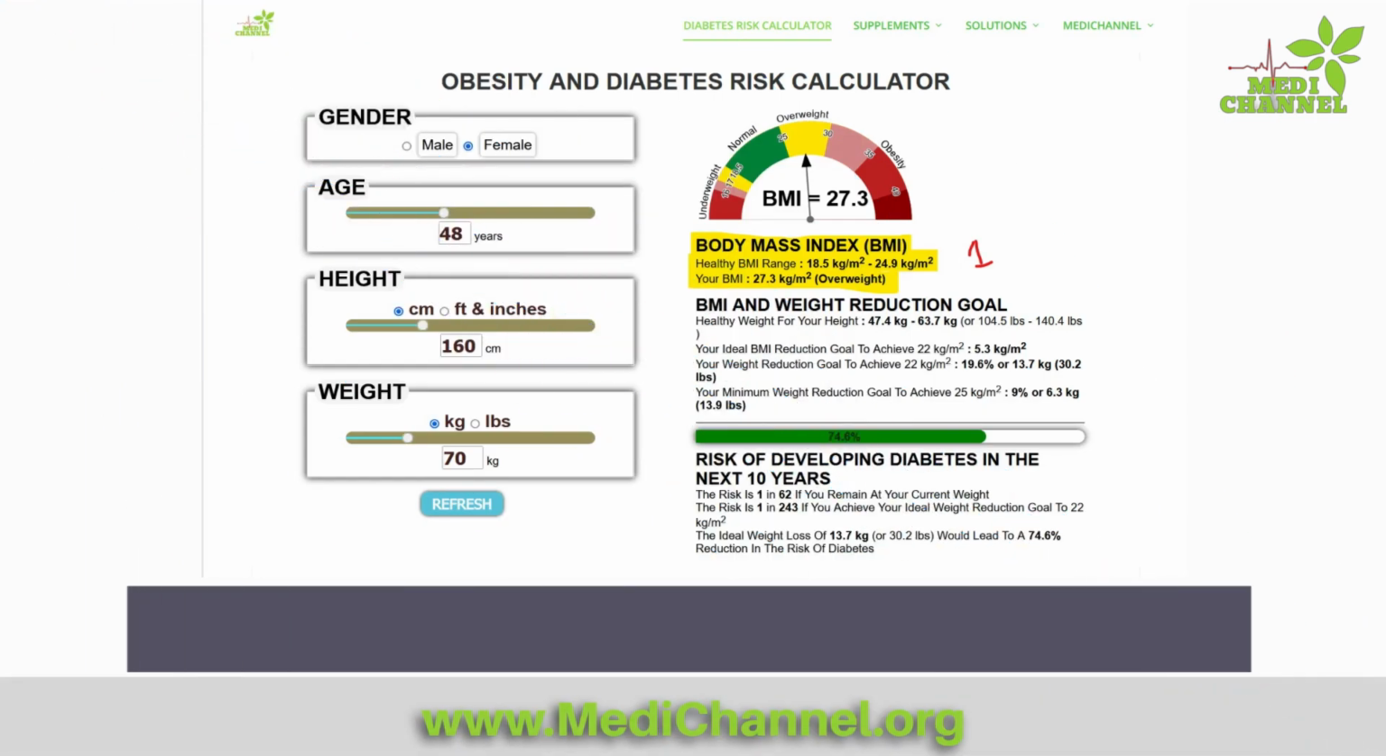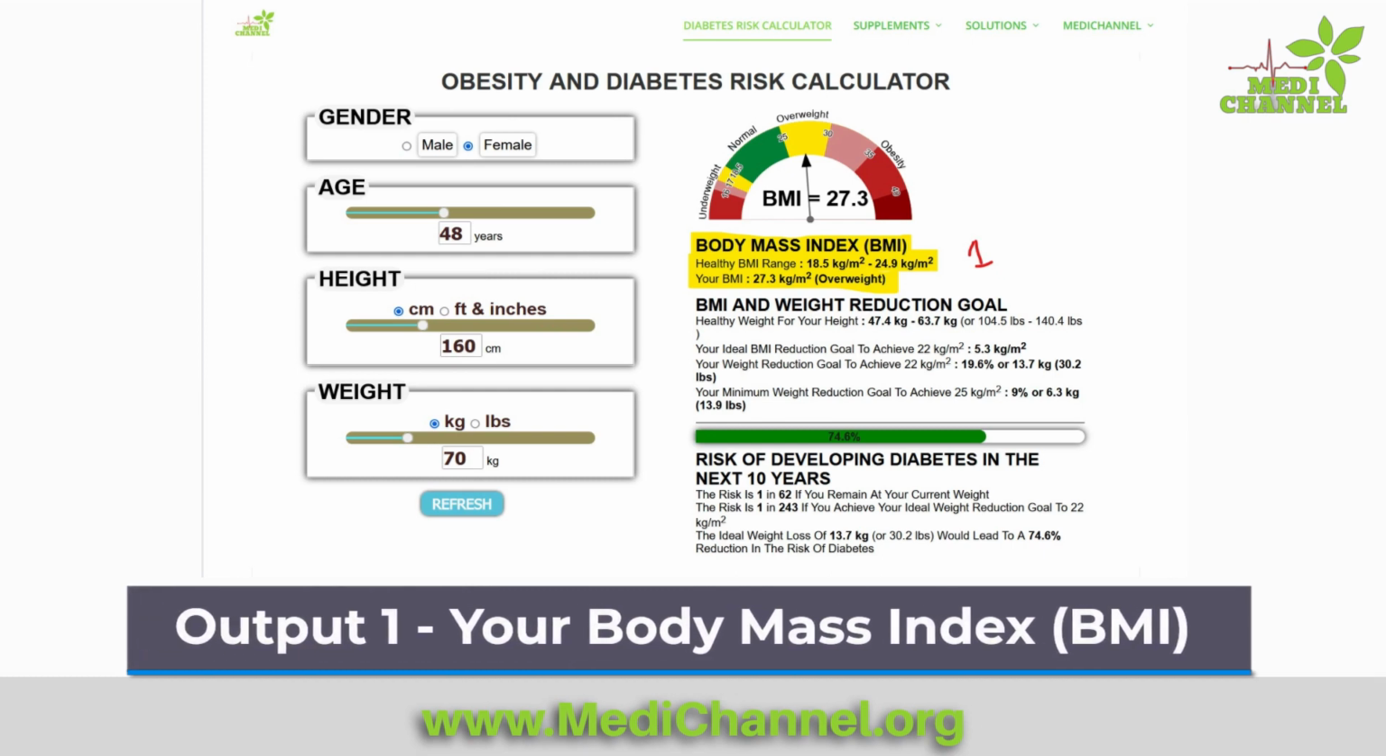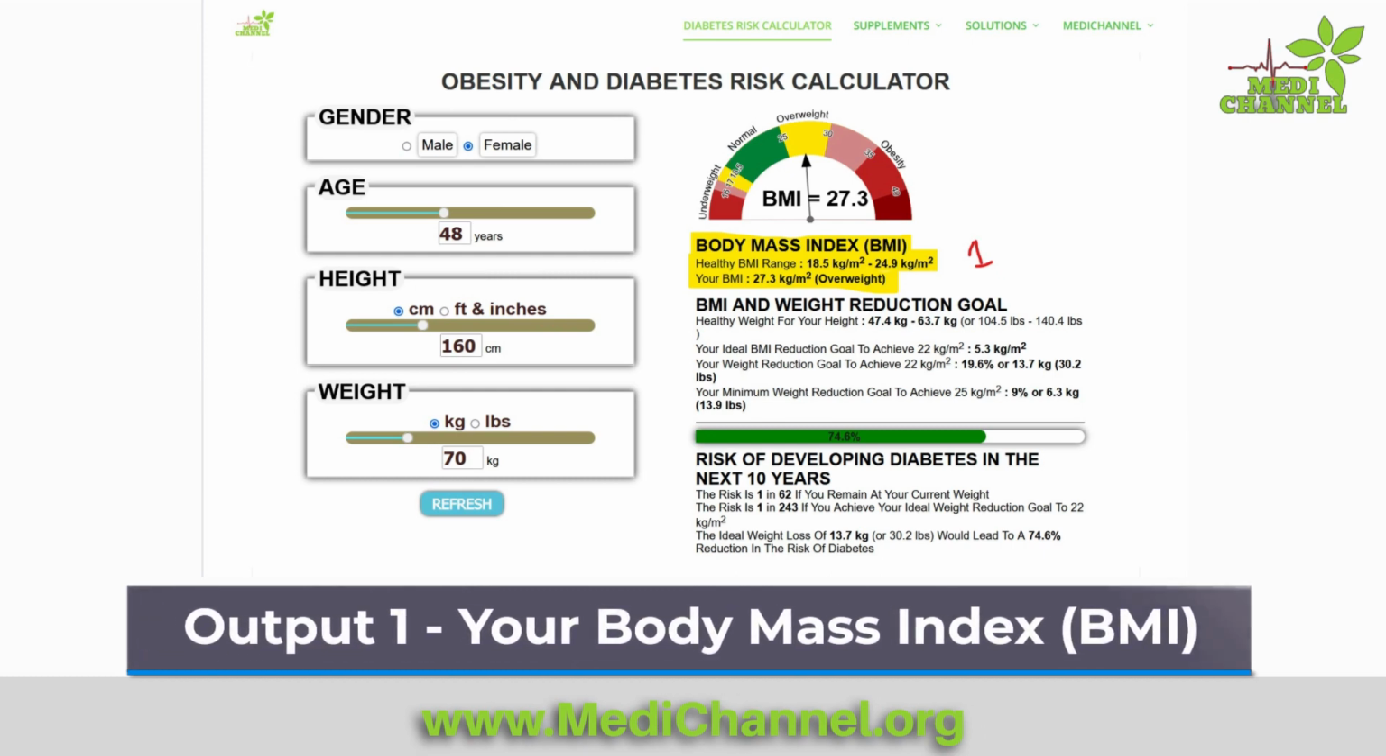One, your body mass index, BMI. This is a measure of your weight in relation to your height. It helps determine if you're in a healthy weight range. In this example, your BMI is 27.3 kilograms per square meter, which means you are overweight.